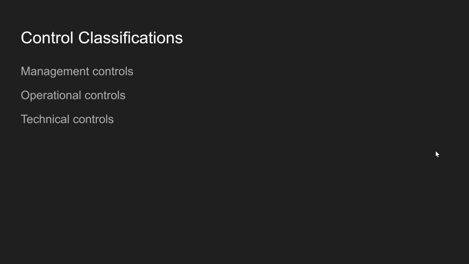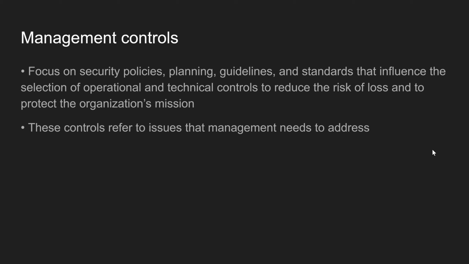Control classifications: management controls, operational controls, technical controls. Management controls focus on security policies, planning, guidelines, and standards that influence the selection of operational and technical controls to reduce the risk of loss and to protect the organization's mission. These controls refer to issues that management needs to address.